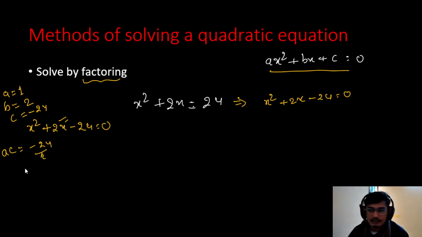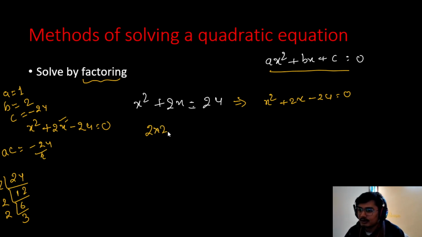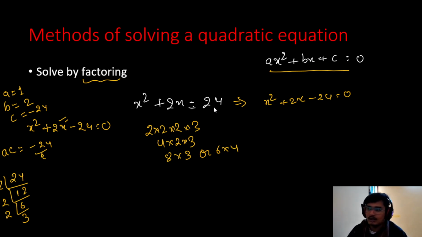So let's understand by example. This is 24. The factors of 24 are 1 and 24, 2 and 12, 3 and 8, 4 and 6. Okay, so the factors are 2 into 2 into 2 into 3, or we can say 4 into 2 into 3, or 8 into 3, or 6 into 4, right? So these are the factors. Now we have to make 2, by adding or subtracting the factors. By adding or subtracting the factors, we have to make 2.